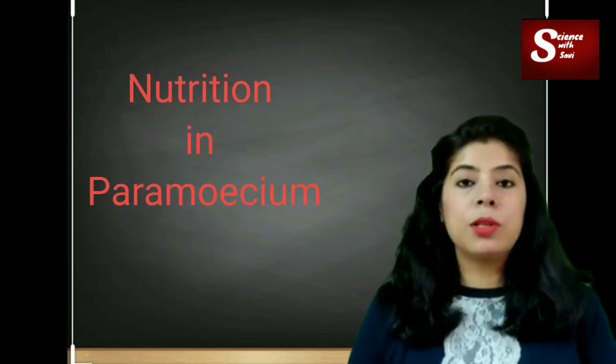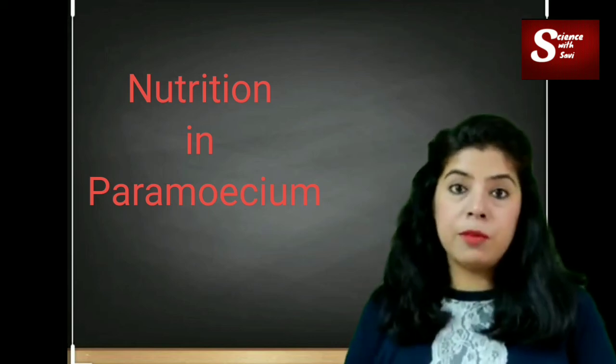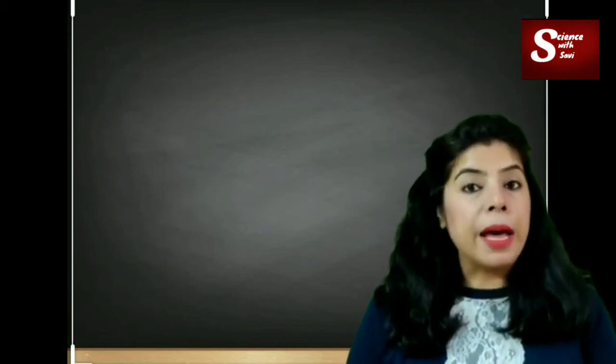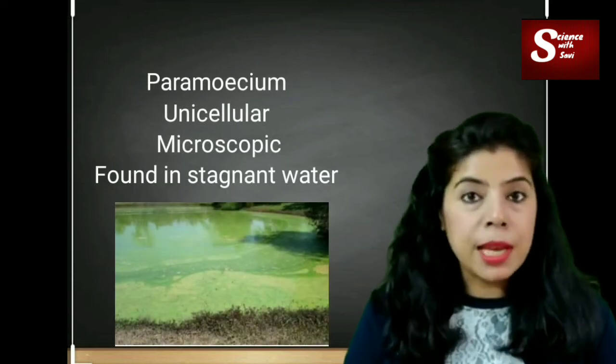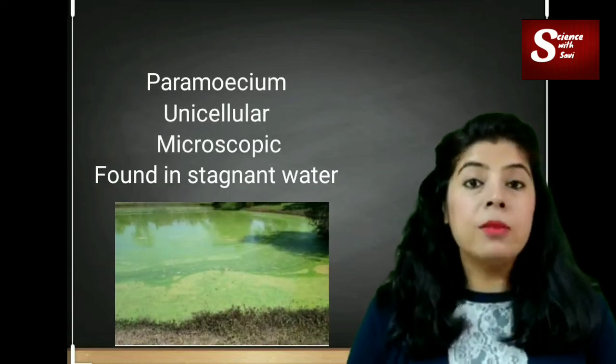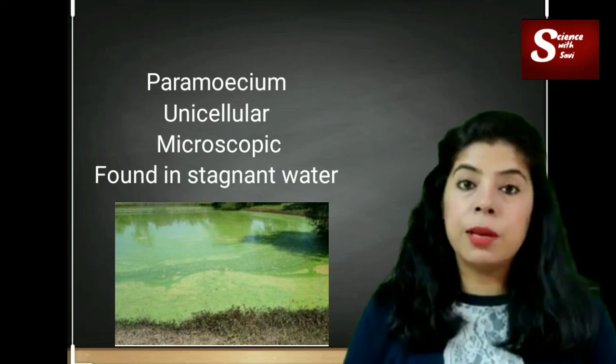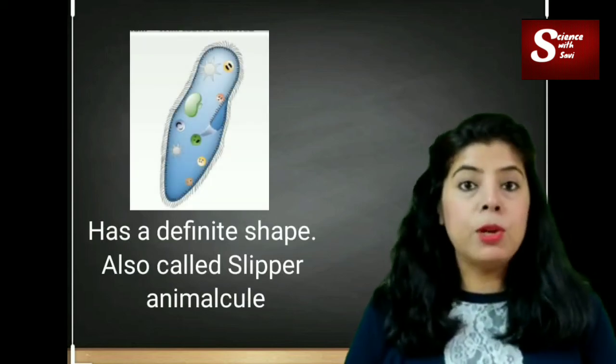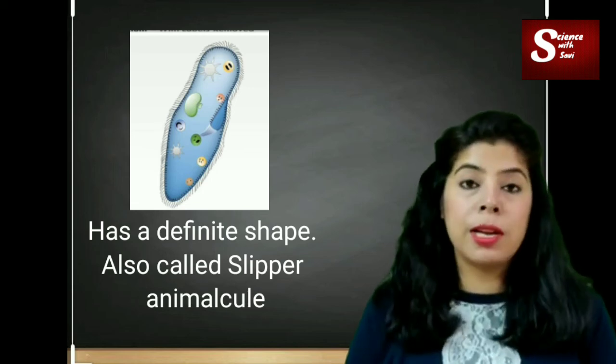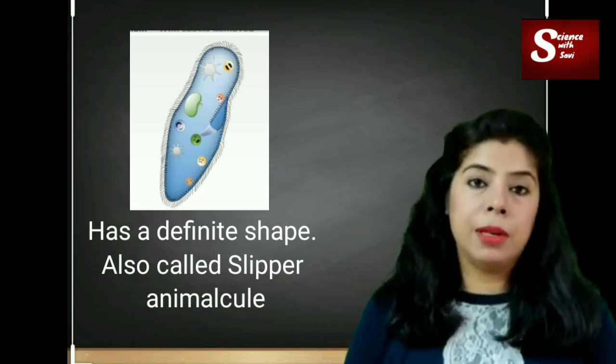So in Paramoecium also, the nutrition goes on in the same way. It involves all the 5 steps. Paramoecium, like amoeba, is also a microorganism. It is unicellular and it is found in stagnant water, which has decaying vegetable matter. What is different in Paramoecium is that we saw that amoeba doesn't have a definite shape, but Paramoecium has a definite shape. It looks like a slipper, so it is also called at times a slipper animalcule.